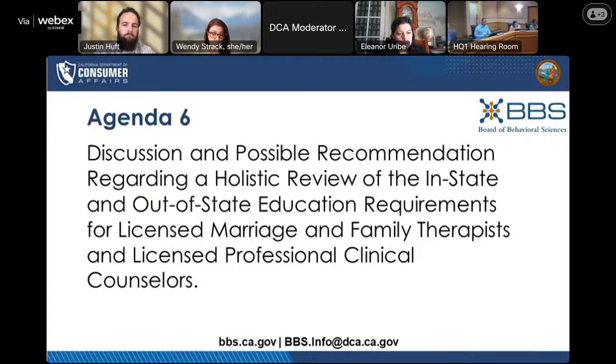Okay, great. So since we're doing the pathway changes, we thought we might as well do another big change here and try to implement this. What I'm going to introduce here is, like it says, doing a holistic review of the LMFT and LPCC education requirements for licensure. The main goal is to eliminate some of the inequities that exist between in-state and out-of-state applicants, and definitely eliminate the confusion of the requirements. And lastly, to try to make a fair and consistent pathway while maintaining the high standards that California has for licensure and education requirements.